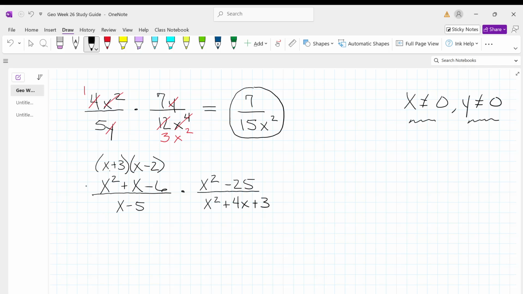And then however you need to stay organized, I like to scratch these out pretty good, so I can't really see them much anymore. This x minus 5 is in simplest form. The x squared minus 25 simplifies to x plus 5 times x minus 5. And then the x squared plus 4x plus 3, when we factor it, we get x plus 3 times x plus 1.